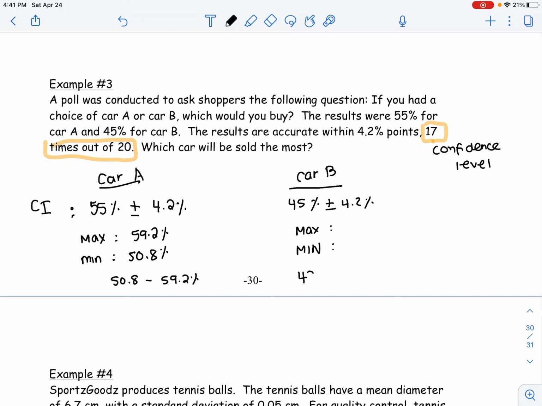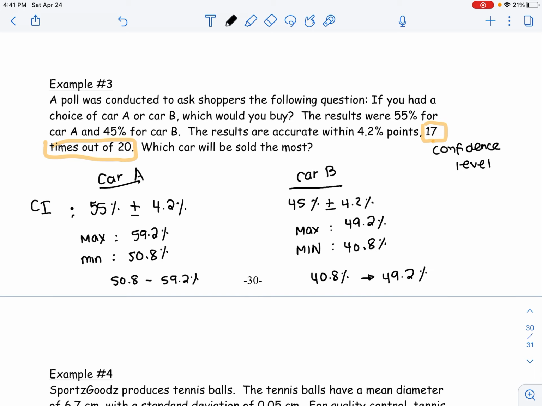Versus car B, 45 plus 4.2 would be only 49.2%. Actually, that should be the max. So my max, when I added them, is 49.2%, and 45 minus that 4.2 would give me 40.8%. So our min to max value is 40.8% to 49.2%.